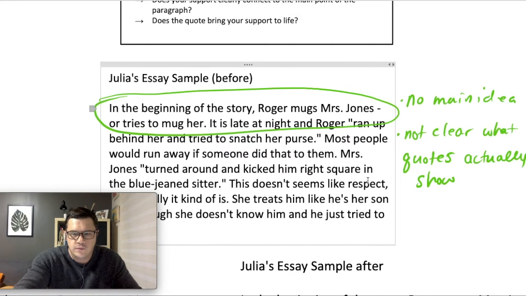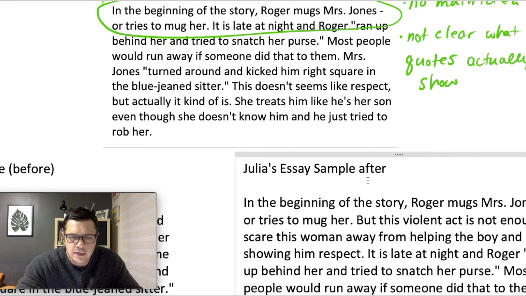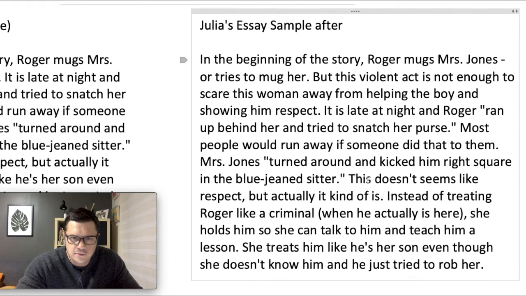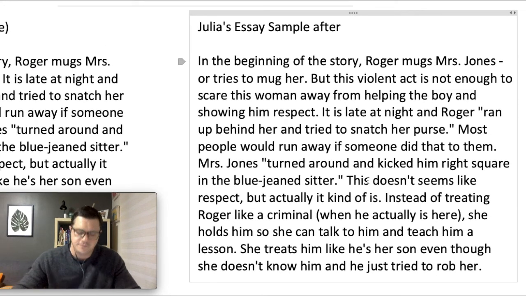So what's the author using the quotes for? It's hard to figure that out. Okay, so this student, Julia, went through this, analyzed it, asked herself the same questions, and she's come up with another draft of that paragraph.